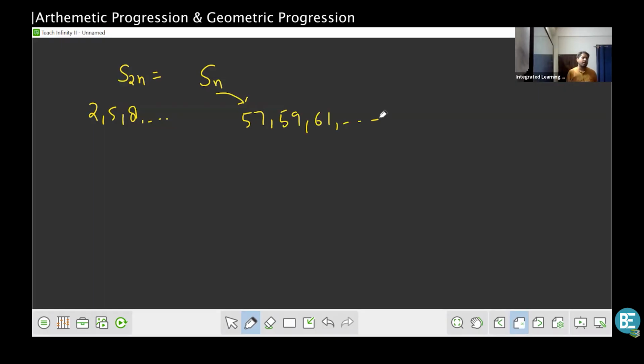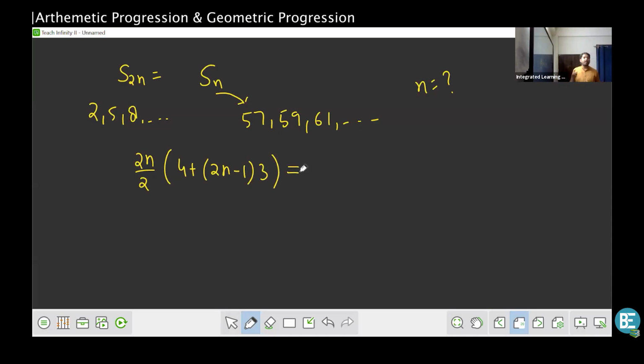Just some good calculation, and conceptually it's very straightforward. Just put the values in the formula. What should we find, sir? Find n. See, just apply the direct formula. Sum of 2n terms will be 2n by 2 into 2a plus n minus 1. Here n is 2n, so 2n minus 1, and d is 3.